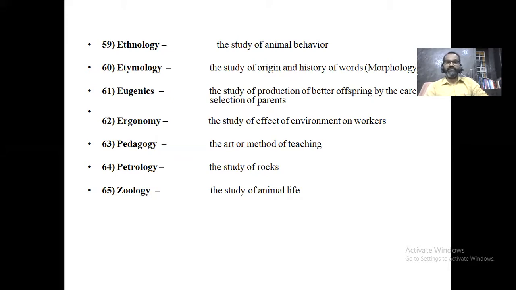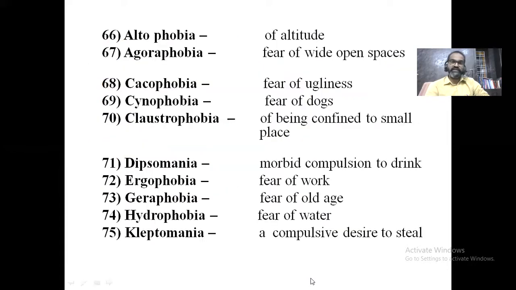And then pedagogy, the art or method of teaching, right? Petrology, the study of rocks. Zoology, the study of animals. So you understand about this, right?